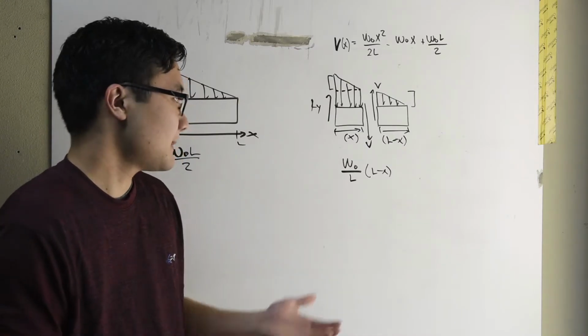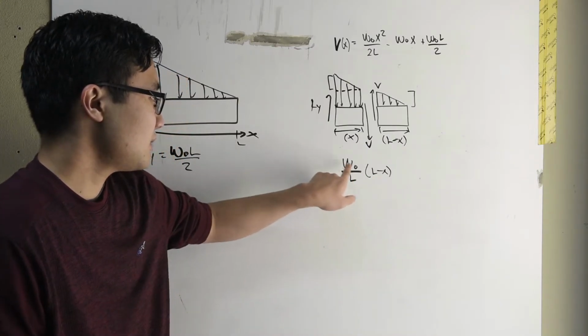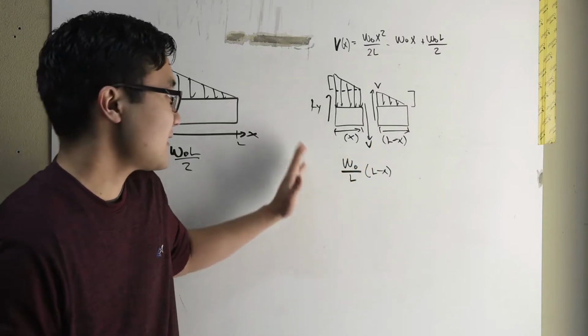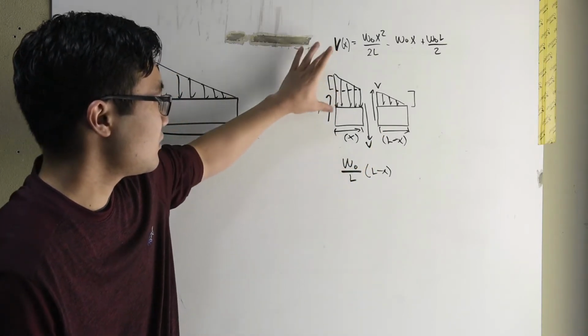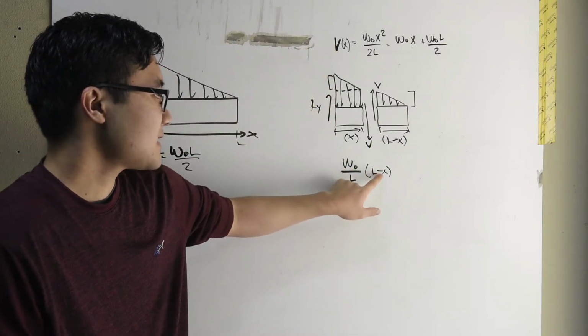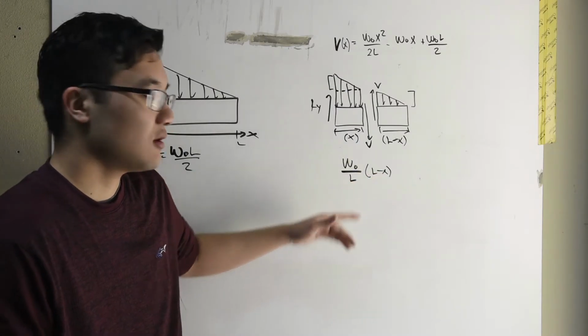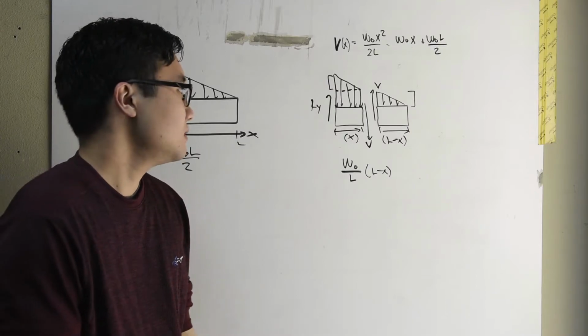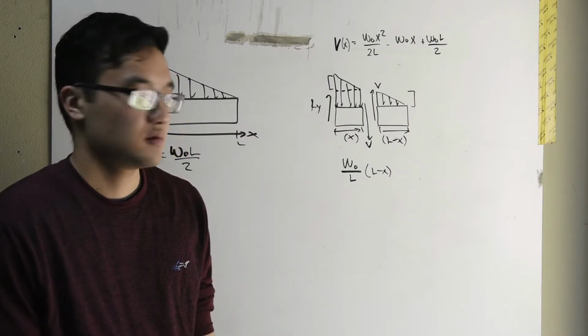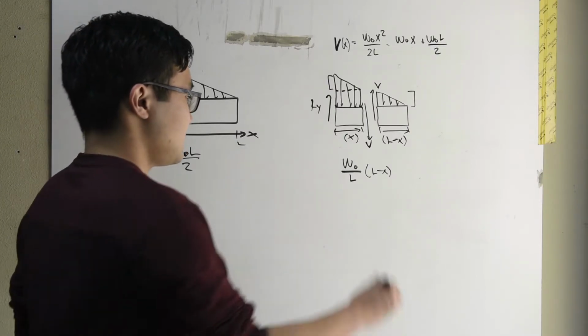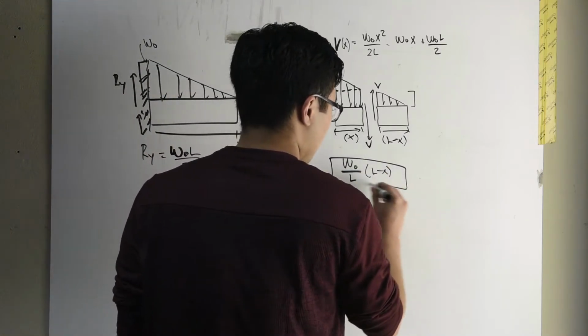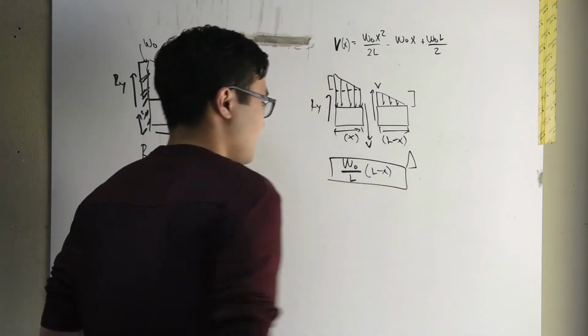How do you prove it? When x is 0, W naught L over L, the L's cancel, we get W naught. When x is equal to L, L minus L is 0, W naught over L times 0 is equal to 0. So there we go. This is the equation we're going to be using for the height of the triangle.